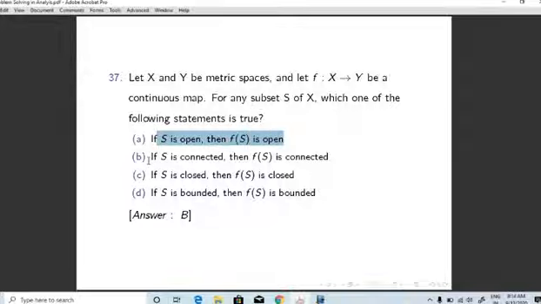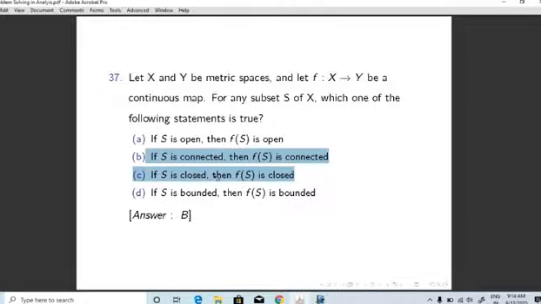The second one says if S is connected, then f(S) is connected. Yes, it is true, because continuous functions take connected sets to connected sets. Then look at the third one. If S is closed, then f(S) is closed. Again, this is not true. This would be true if f is a closed map, but in general this is not a closed map. Therefore, again, that is not true.